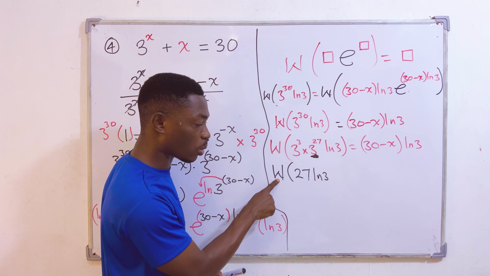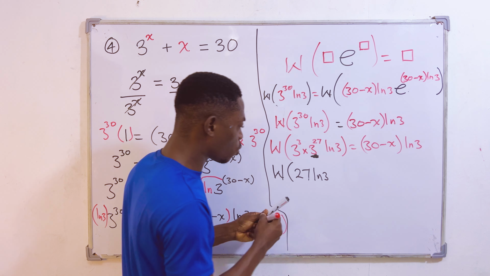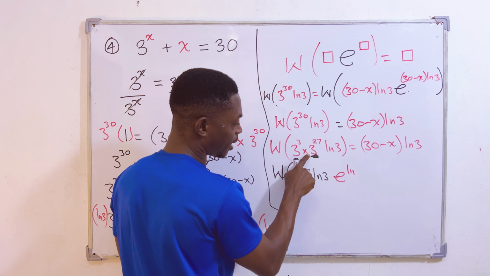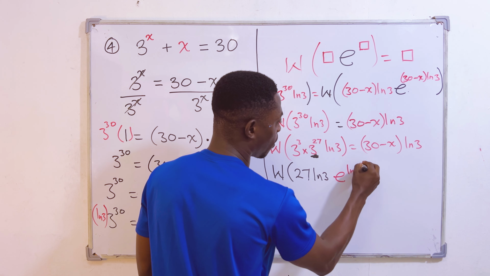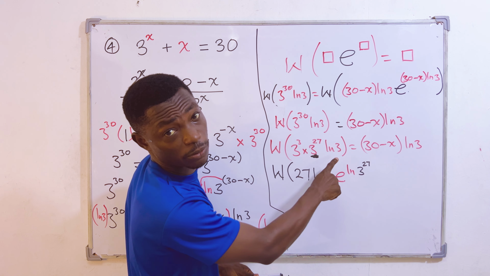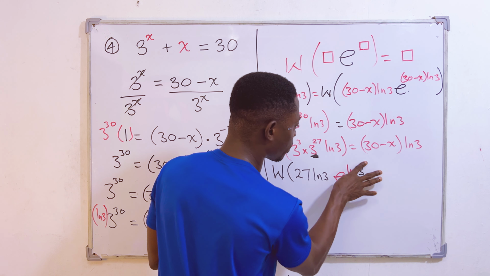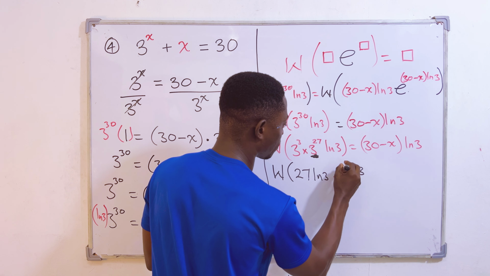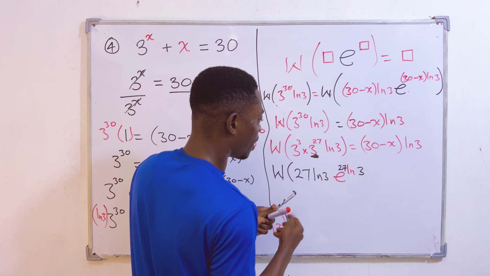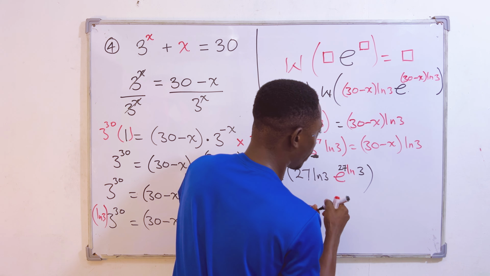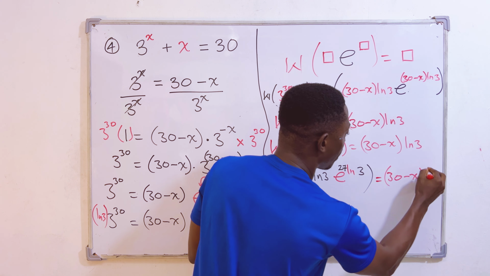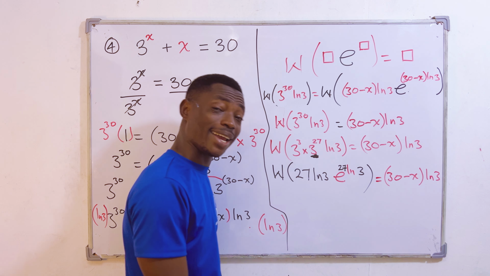In my head, I just want to get rid of the W. So this will give me e to the ln of this right here, which is 3 to the power 27. And y'all know that because we have ln right here, we can move it to the front, right? So I'm just going to get rid of this and then paste it right here. So 27 like that. Then the right hand side is going to give me the exact same thing, 30 minus x, then ln of 3.